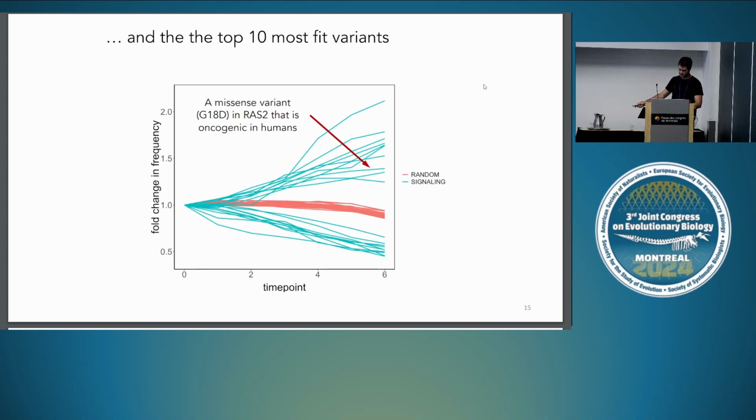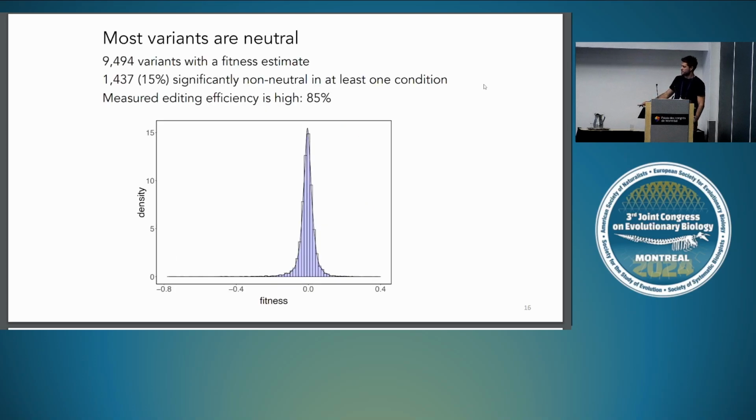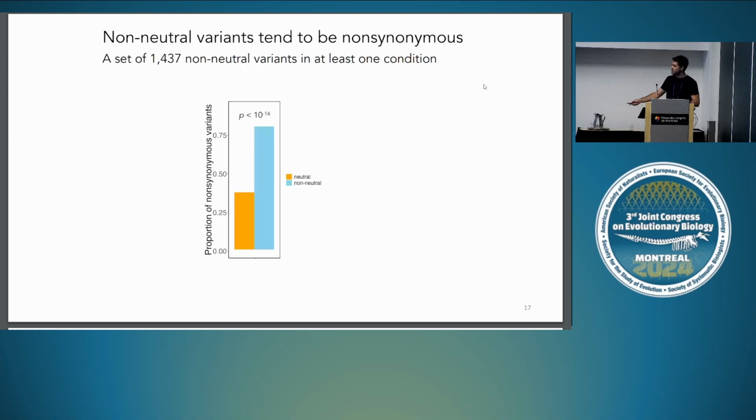And from this type of frequency trajectories, we can estimate selection coefficients, we can estimate fitness, and this is the distribution of fitness effects for the 2-day condition. The first result is that most of the variants are actually neutral. Only 15% of the variants are significantly non-neutral in at least one experimental condition. Because we measured the editing efficiency as very high in this experiment, 85%, while there might be false negatives among these neutrals, we really believe that most of them are going to be biologically neutral or nearly neutral in the conditions that we measured. All right, so I'm going to focus on the set of 1,400 non-neutral variants.